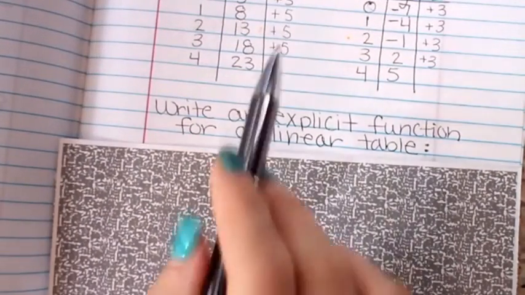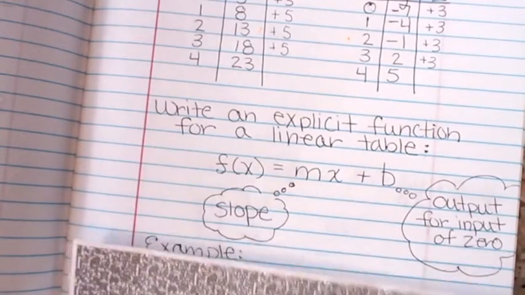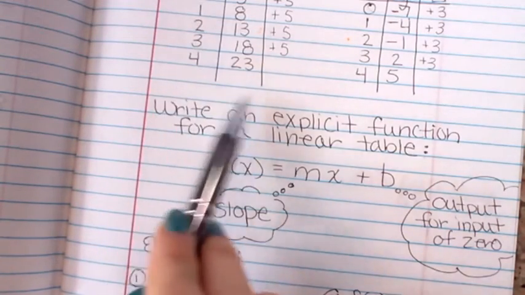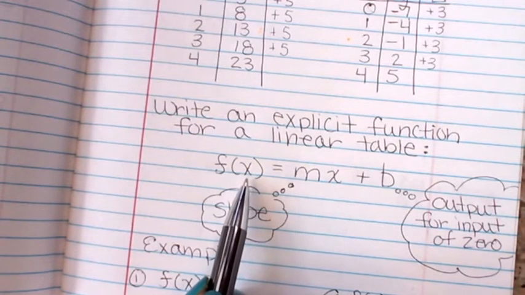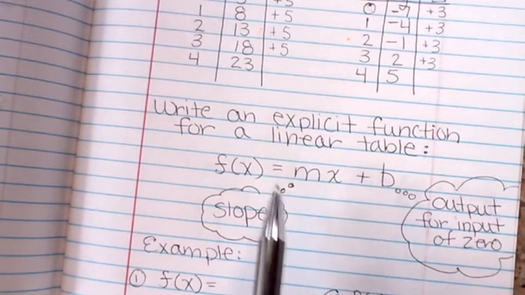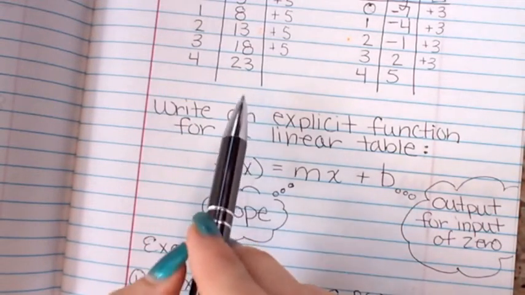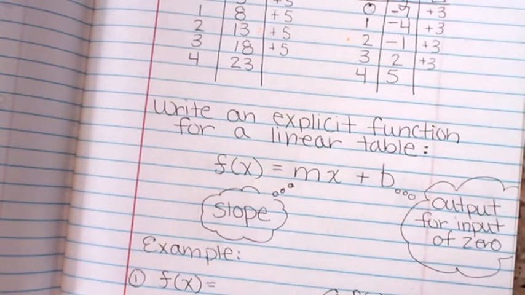So when we have a linear function and we know that because our difference is constant, then we can write an explicit function for that table. So for example, let's look at our first table. To write an explicit function, we are going to use our f of x notation equals mx plus b, which should look really familiar to you, remembering that m is our slope. And in this example, the slope is that difference that is staying the same. That constant difference is always going to be our slope.